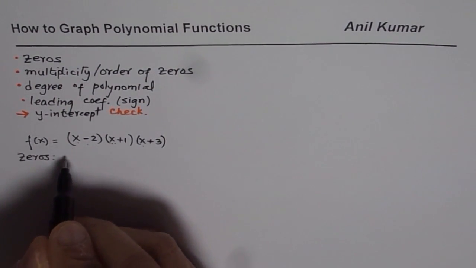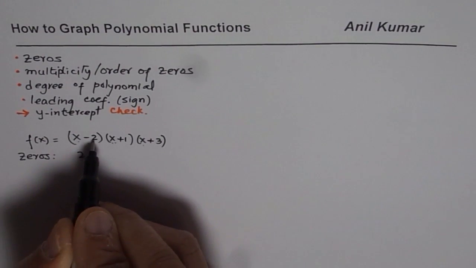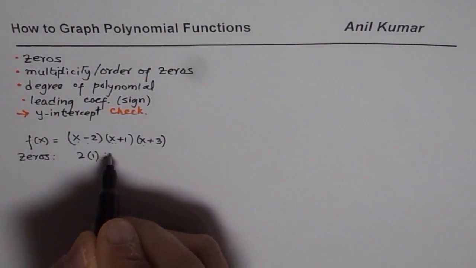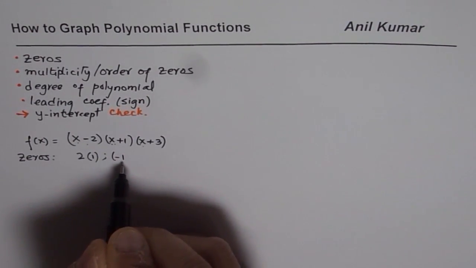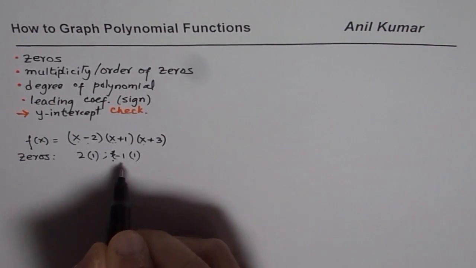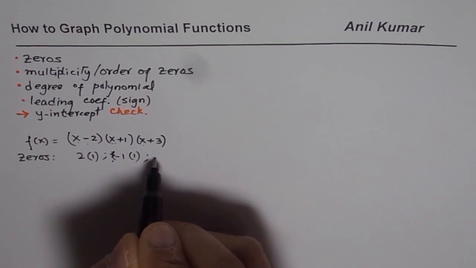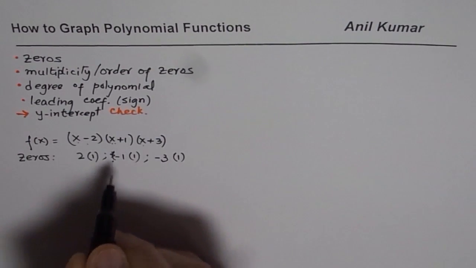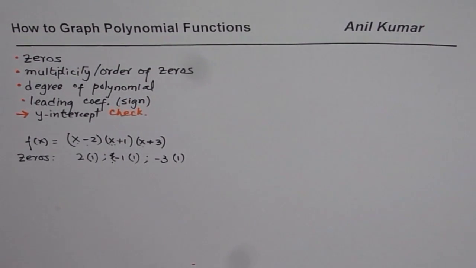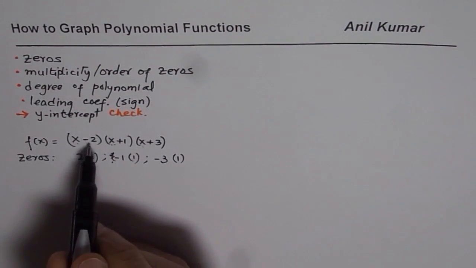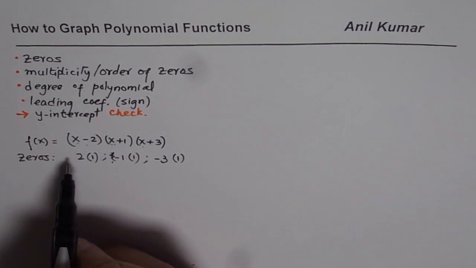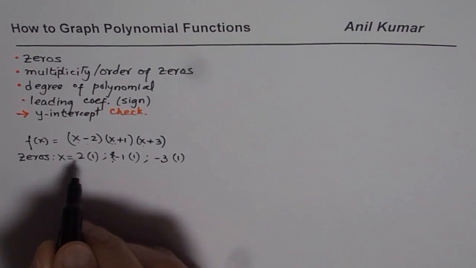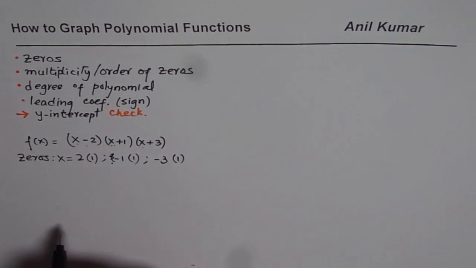First zero is at x equals 2, right? So that is the zero at x equals 2. Order is 1, I'm writing in brackets. This zero is at minus 1. The order is 1, writing in brackets. And that zero is at x equals minus 3, and the order is 1. So that gives you order or multiplicity. That is to say, how many zeros at that point. So there's only one zero at this x value. So these are x values, x equals to this, which are x-intercepts also.